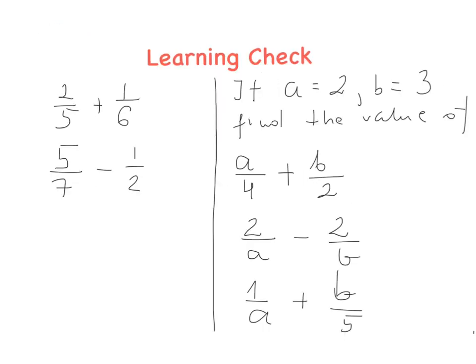Okay, so summarizing, our learning check for tomorrow is to try to solve these simple fractions and algebraic fractions, okay? So first of all, you need to find out what's 2 over 5 plus 1 over 6, and 5 over 7 minus 1 over 2. And the same in here, you know the value of A, the value of B. So put them in here, instead of letters use numbers, and try to give me the answers, okay?